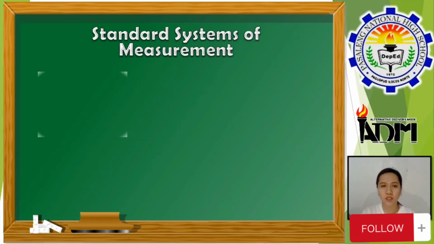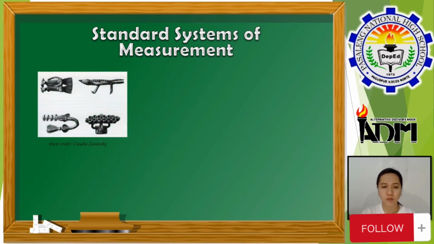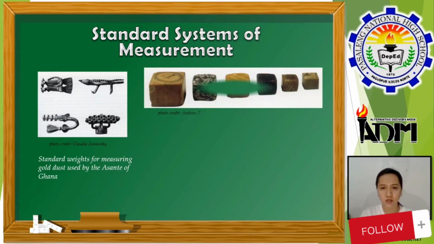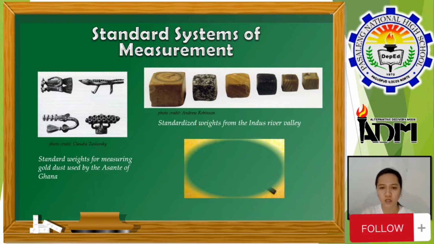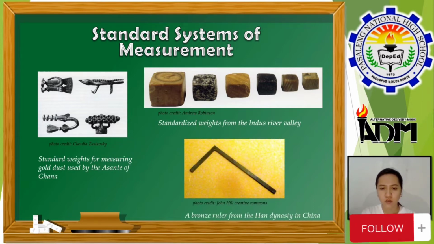So, ito yung mga iba't ibang bagay na ginamit nila para sa standardized measurement. Standard weights for measuring gold dust used by the Asante of Ghana. And then, yung pangalawa, standardized weights from the Indus River Valley. This one is a bronze ruler from the Han Dynasty in China. So, yan yung iba't ibang ginamit nila na standardized units.